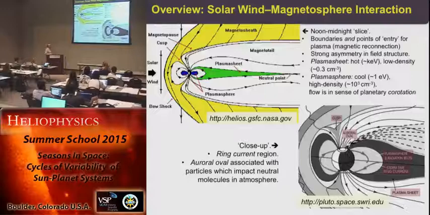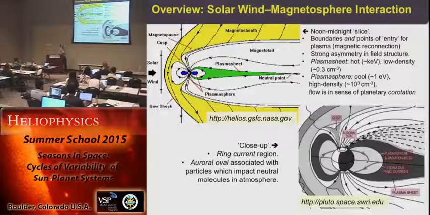And flows are very different too. Flow in the plasmasphere being in the sense of planetary co-rotation, and in the tail being very much driven by the interaction with the solar wind and the associated reconnection. Okay. Here's a close-up of some of those regions that have been discussed this week.